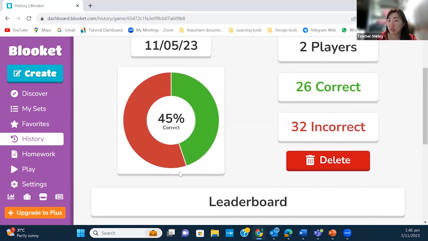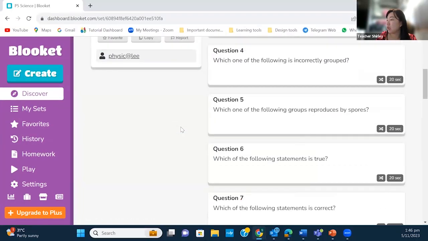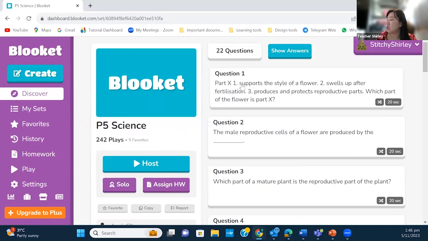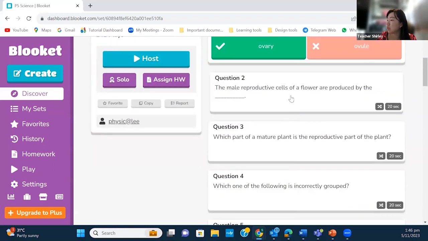As expected, don't be too disheartened by the results because, like I said, these are topics which you've not done before. So let's just have a look at some of the questions. Just take it as a revision, or take it as a new topic. So part X supports the style, swells up. Oh, this one, I think there's something wrong. They should have shown you the photo. Never mind, let's move on to the next one.